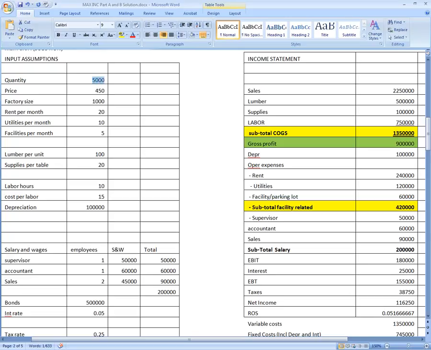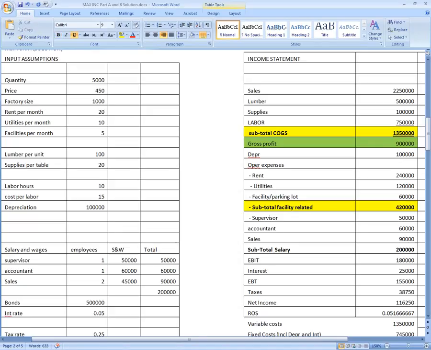Once we have your lumber, supplies, and labor, these are your variable costs, so I subtotal to see what it looks like. This cell over here in your Excel spreadsheet would be these three added together: the lumber, the supplies, and the labor.